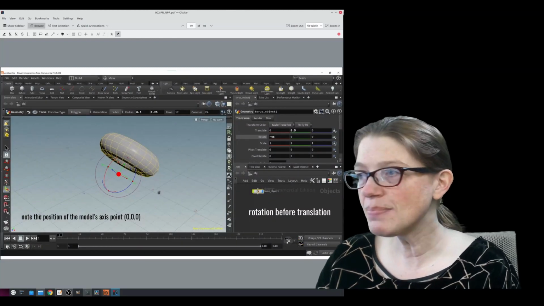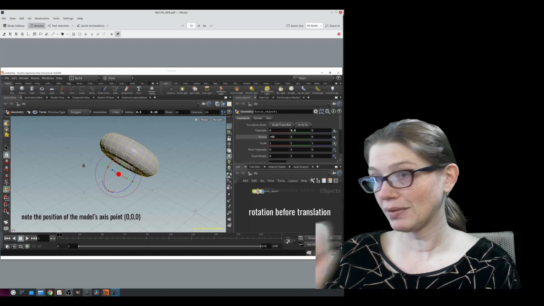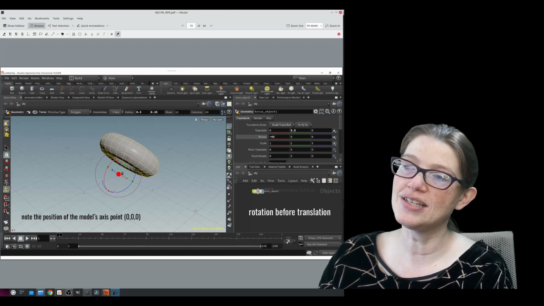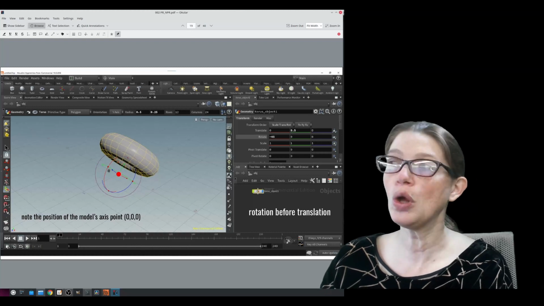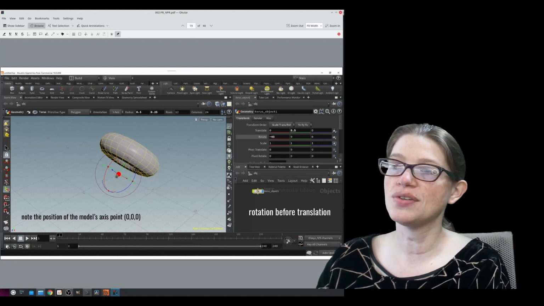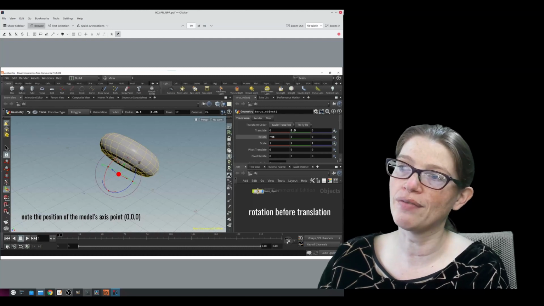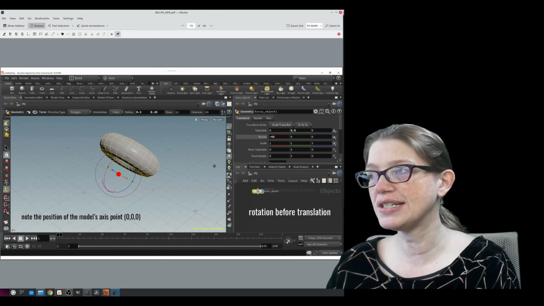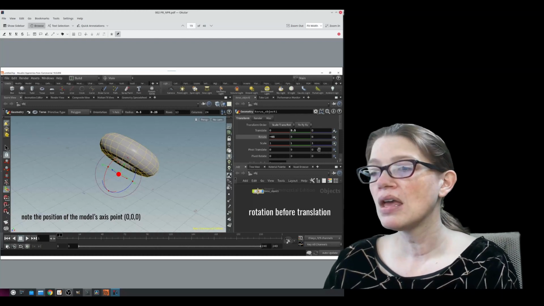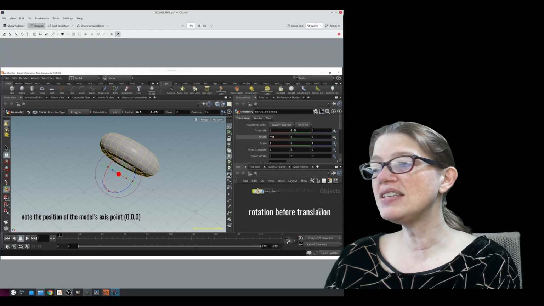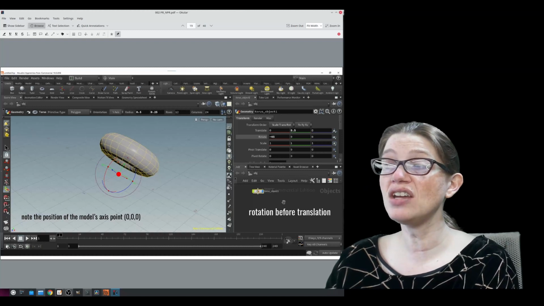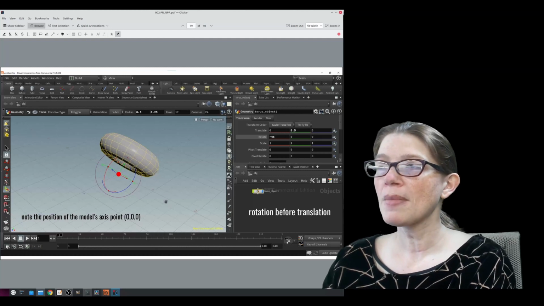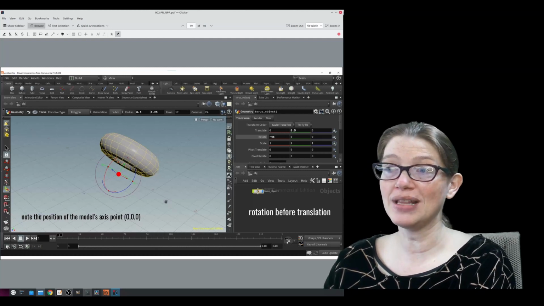So this is my torus, okay? My torus is not about the origin here, so this red dot is the actual origin. So the 0, 0, 0. So I've already moved my torus away from the origin. I've already rotated it somewhat. I've rotated it negative 45 degrees around the x-axis. Okay. So this is what happens when you do rotation before translation. Okay? Now let's see what happens if we do it the other way.